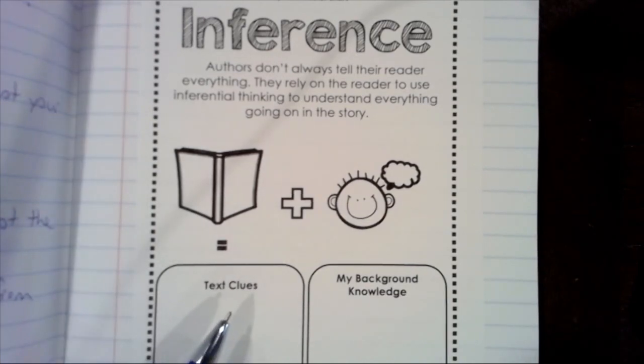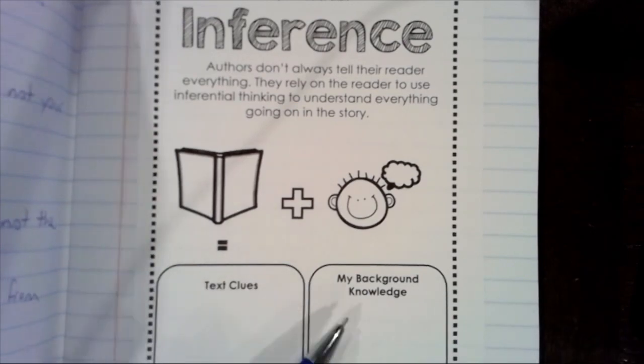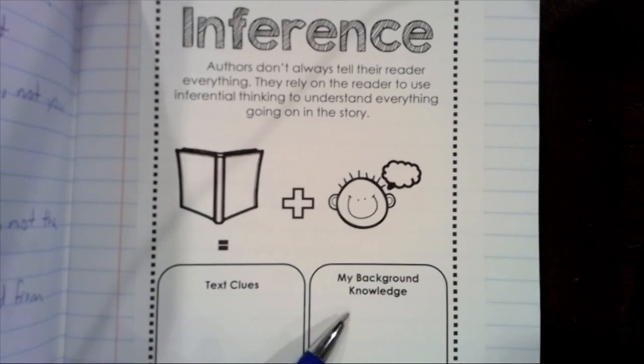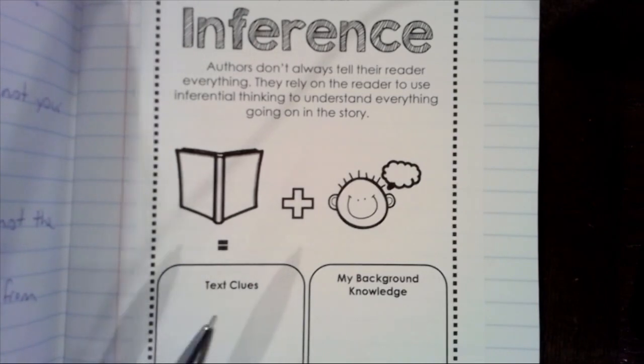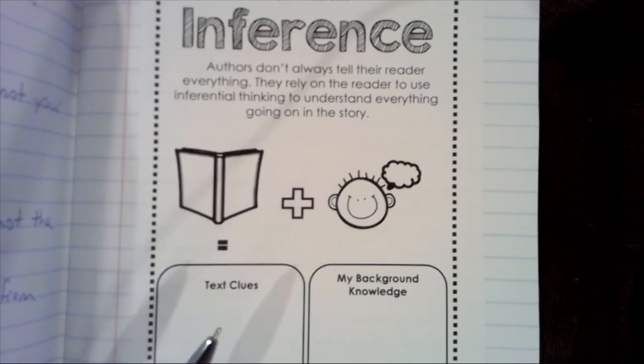Okay, so I use the text clues. The kids have on jackets and coats and hats and gloves, and I use my background knowledge of what I know when people wear those things to come up with an inference. It must be cold outside. Now, that wasn't something that truly happened today. It was just an example I wanted to give you. I'm going to give you another example.